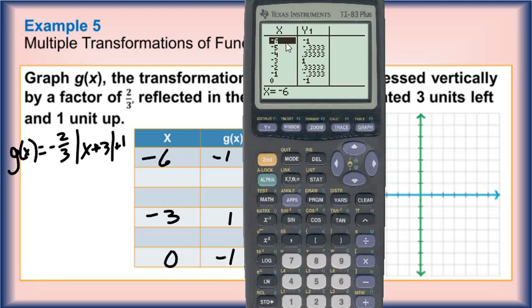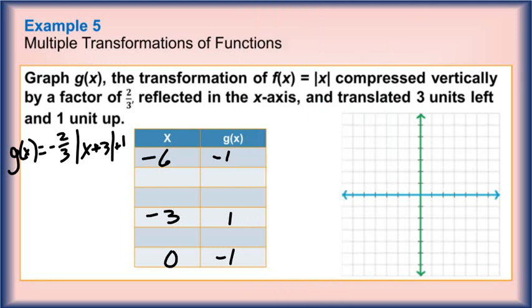Now if I were to graph that one, I can plot those. So I have -6, -1. I have -3, +1. And then I have 0, -1. And then I can draw my graph here. There's the transformed function that we would have from there. The parent function again would be right here.